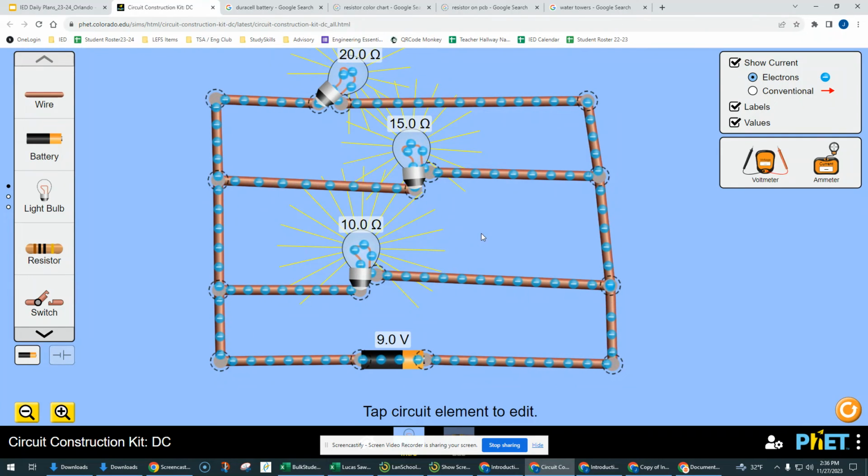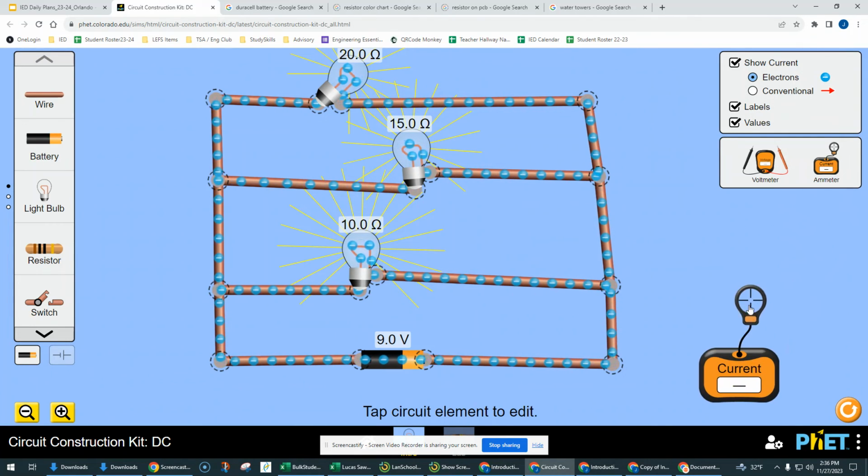So, excuse me, I had to yawn. So this is called a parallel circuit. In a parallel circuit, the first thing that I want you to notice is that the speed of these electrons doesn't appear to be the same everywhere. Okay, and we can quantify that by using our ammeter and measuring current.